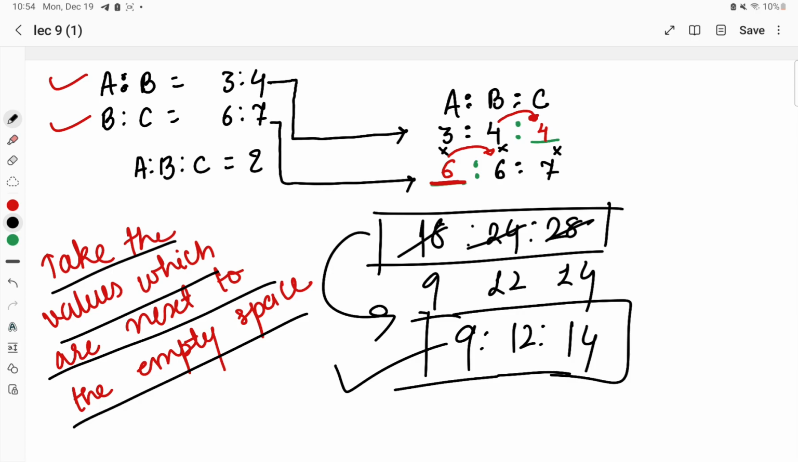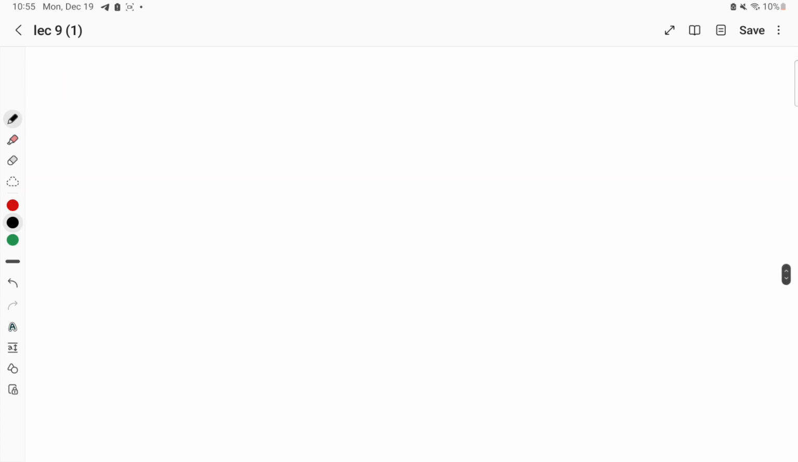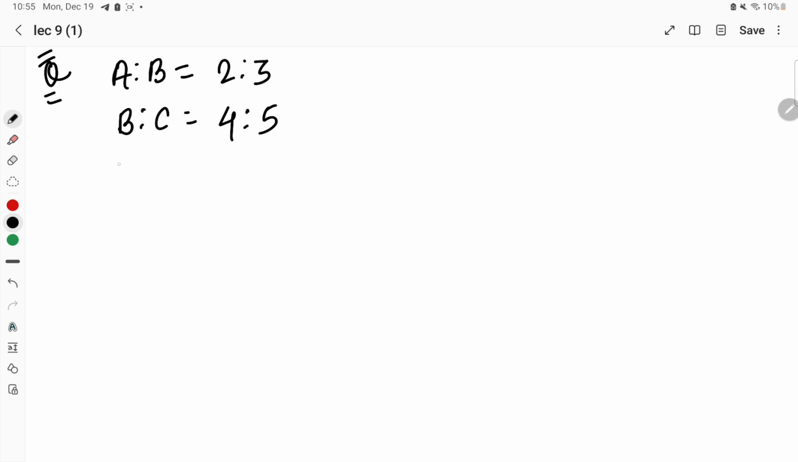Okay. So I'll give you some questions as homework now. Try to solve this. The question is: A is to B is equal to 2 is to 3. Value of B is to C I have given is 4 is to 5, for example, and I'm asking you to find the value of A is to B is to C.